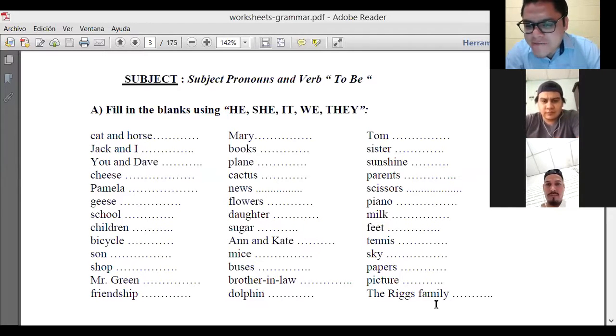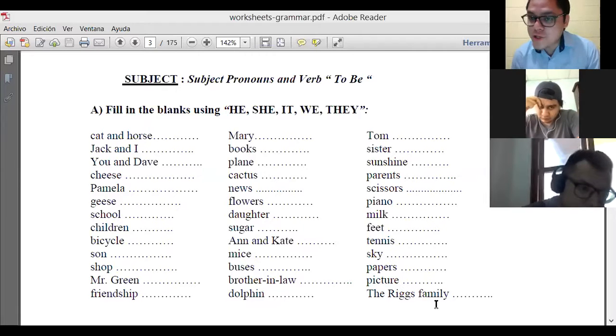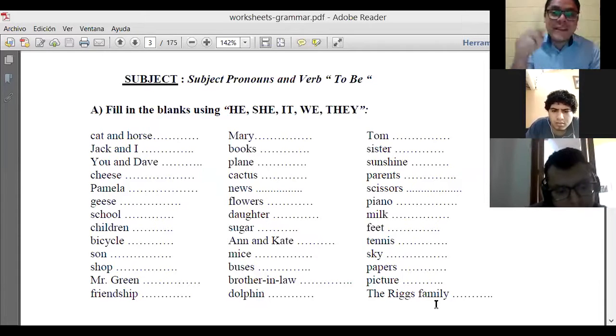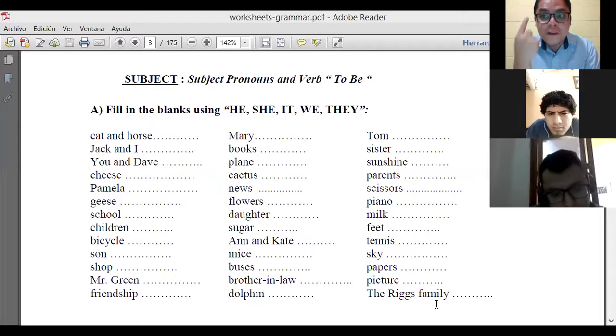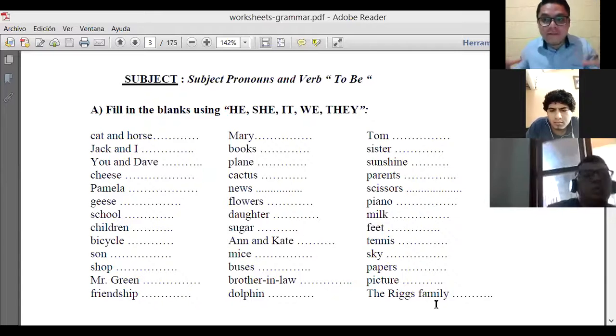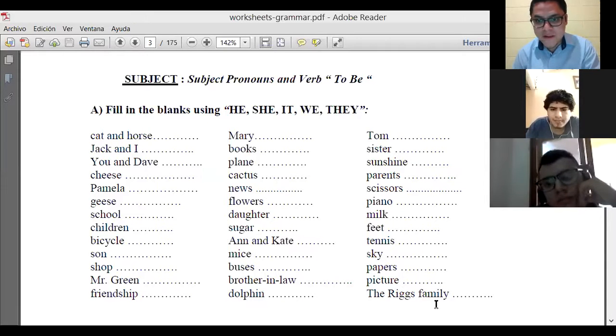Okay. The Riggs family. Family. We. Actually, it's it. Yes. Why? Because you are not referring to the family members. You are referring to one family, one group. You're referring to the group itself, not to each family member. Okay, so that's why it's it.